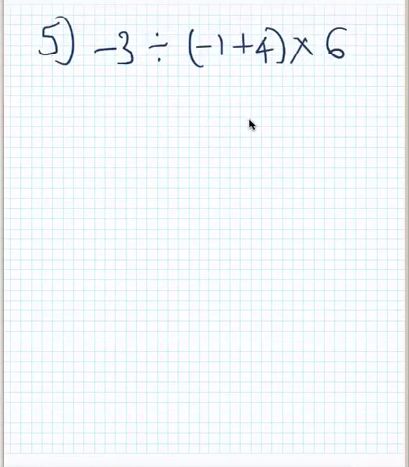Our next question is actually from your textbook. It's question 4N. So get another one out of the way. Have a go first and then see how you go.